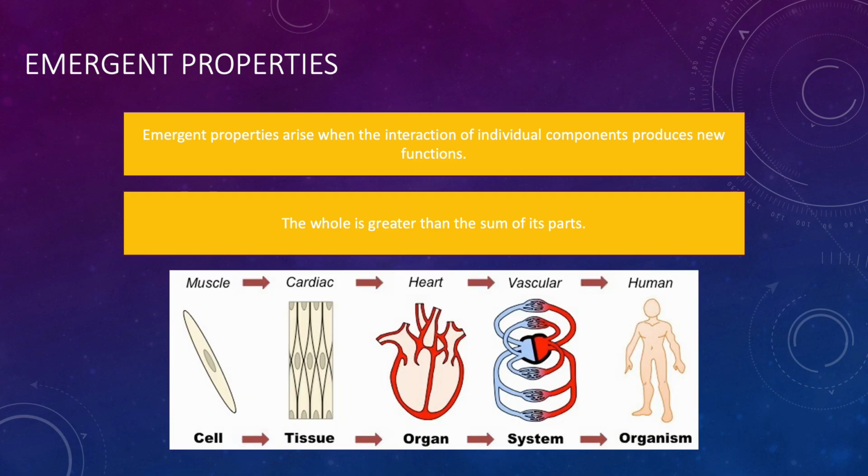So this can be seen here, where the cells form the tissue, which then goes to form the organ, then the organ system, and then the organism. At the cellular level, the cell only performs a specific function, but all those cells working together within the organ and organ system produces a great effect.